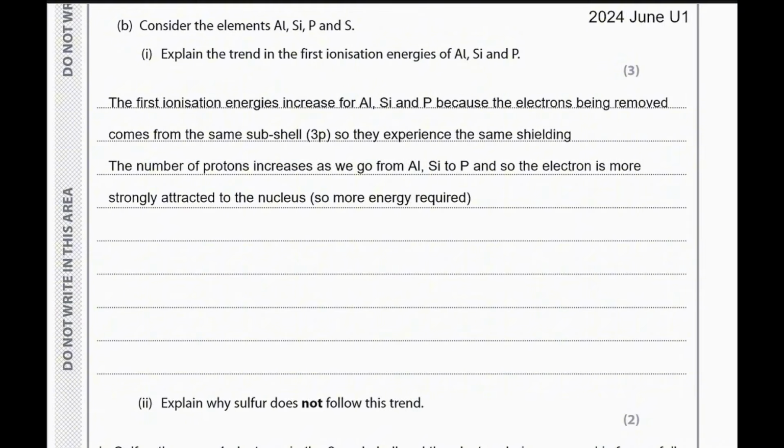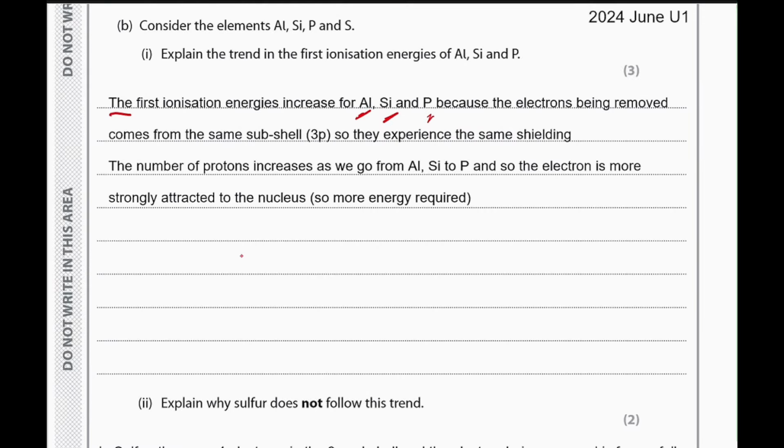Now explain the trend in the first ionization energies of aluminium, silicon, and phosphorus. As provided, it is written here that the first ionization energies increase for aluminium, silicon, and phosphorus because the electrons being removed come from the same subshell, so they experience the same shielding.